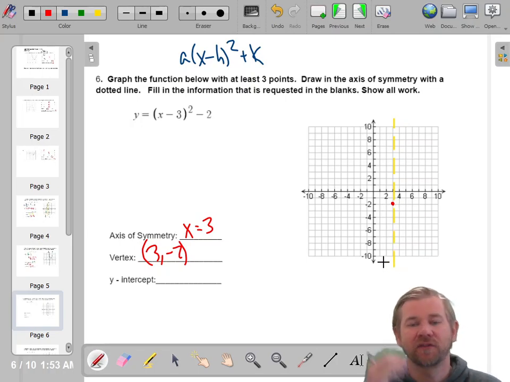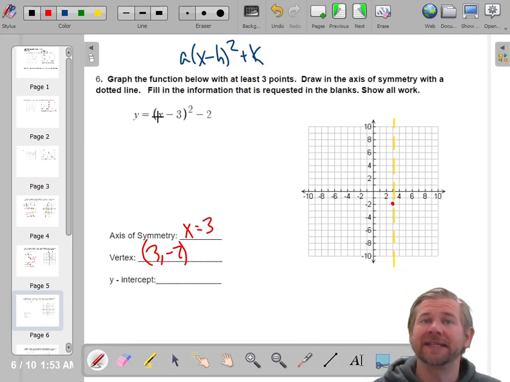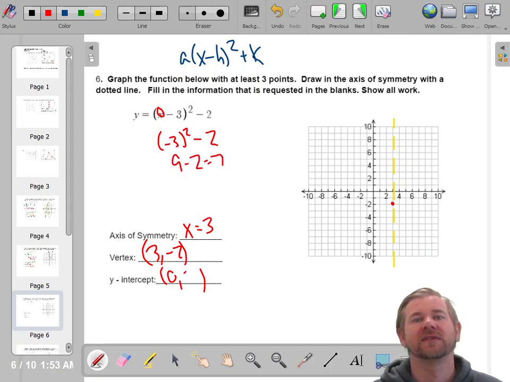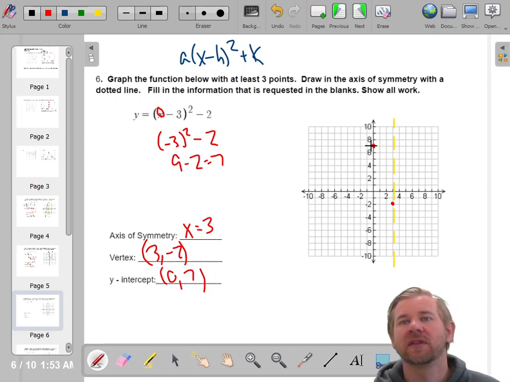And then the last thing for vertex form, now you could expand it out and convert it, but if you want to just find the y-intercept, you should know that all y-intercepts have an x value of 0. So what I'm going to do is just plug in 0. And you can use your calculator, but I don't need one. -3 squared is 9, and 9 minus 2 is 7. So the y-intercept is at 7, and then I will reflect that. I'm 3 to the left, so I'll go 3 to the right. That puts you right there.